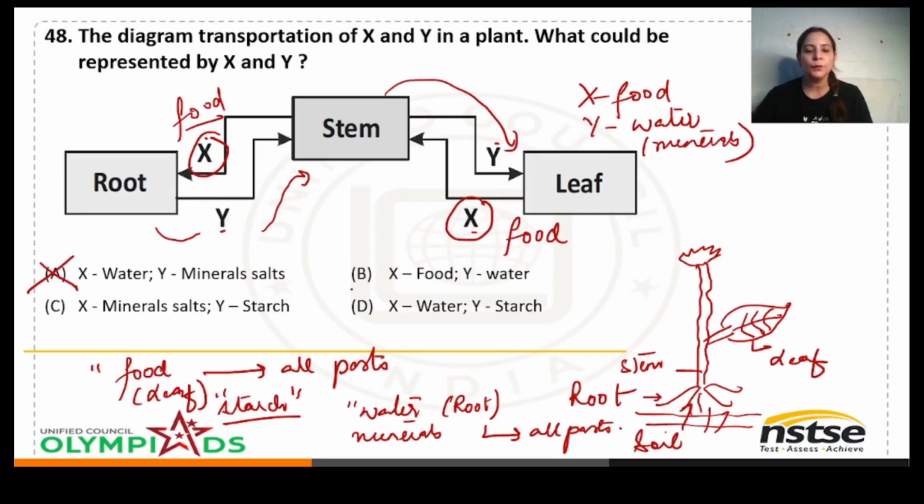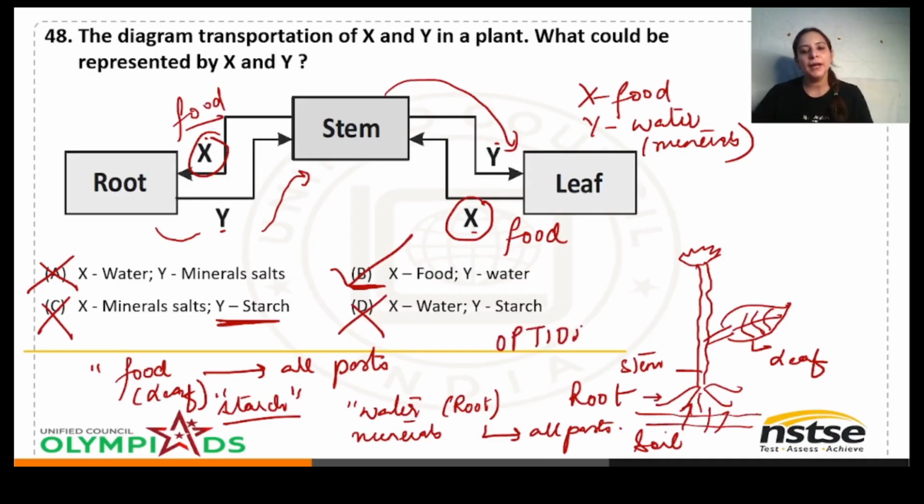Not water. B option says X food, Y water. Yes, it can be. Let's keep it aside. Option C, X minerals. No. Y is water, not starch. D says X is water. Again, no. So option B is the right answer.